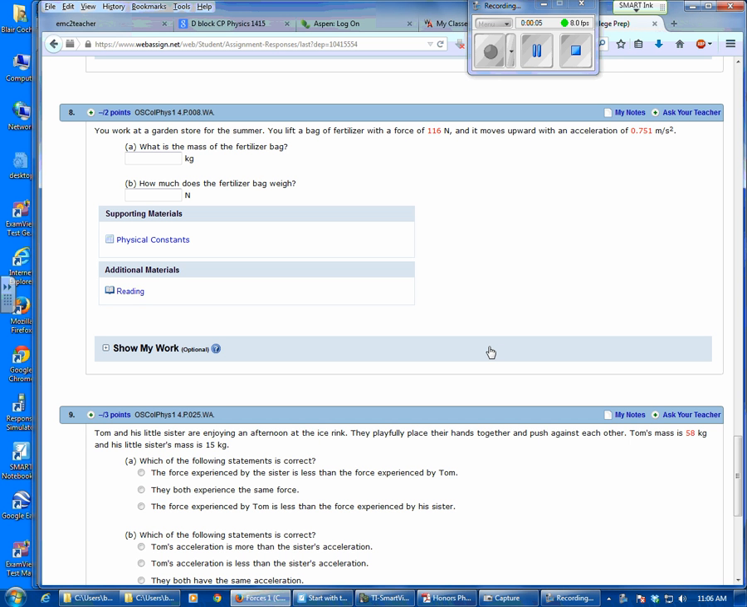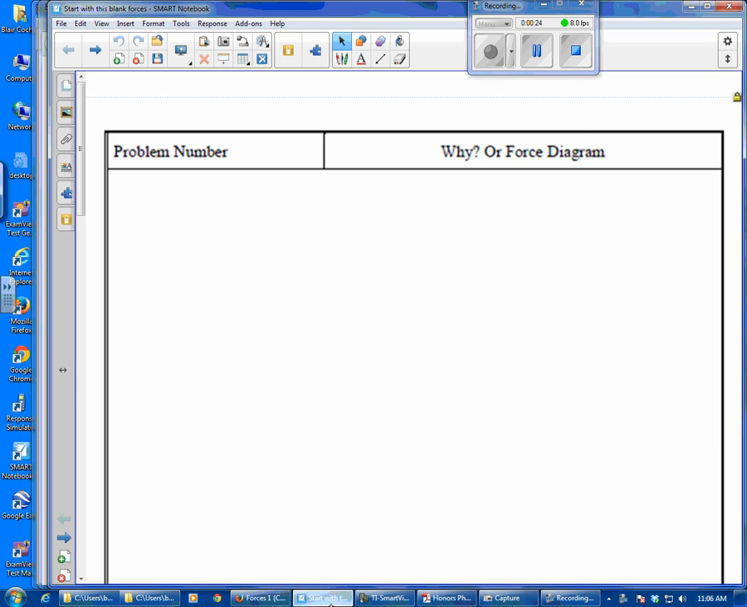Number 8. You're working in the store in the summer, you lift the bag of fertilizer with this force, and they want to know what's the mass of it and what's the weight of it. All right? And it accelerates upwards at this. So, let's start. We'll do number 8.